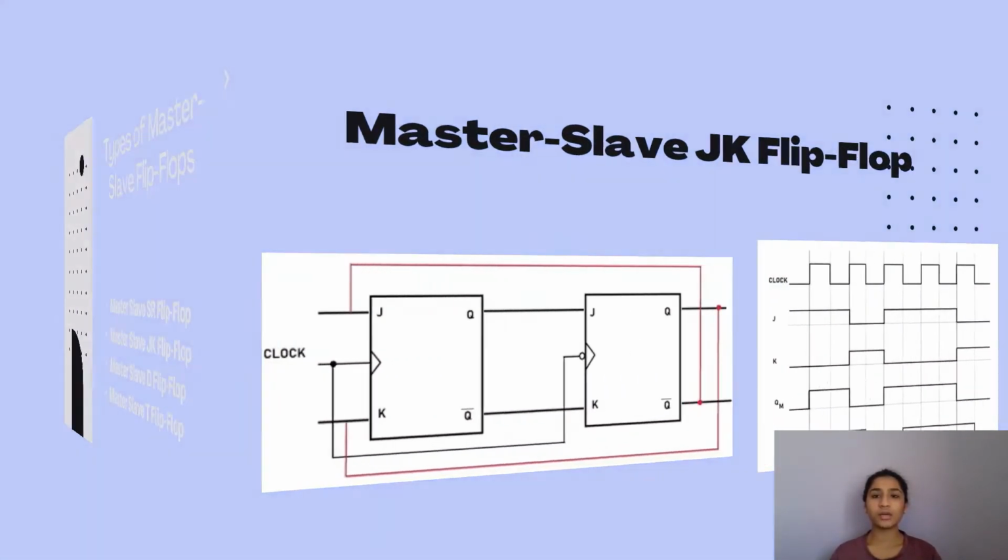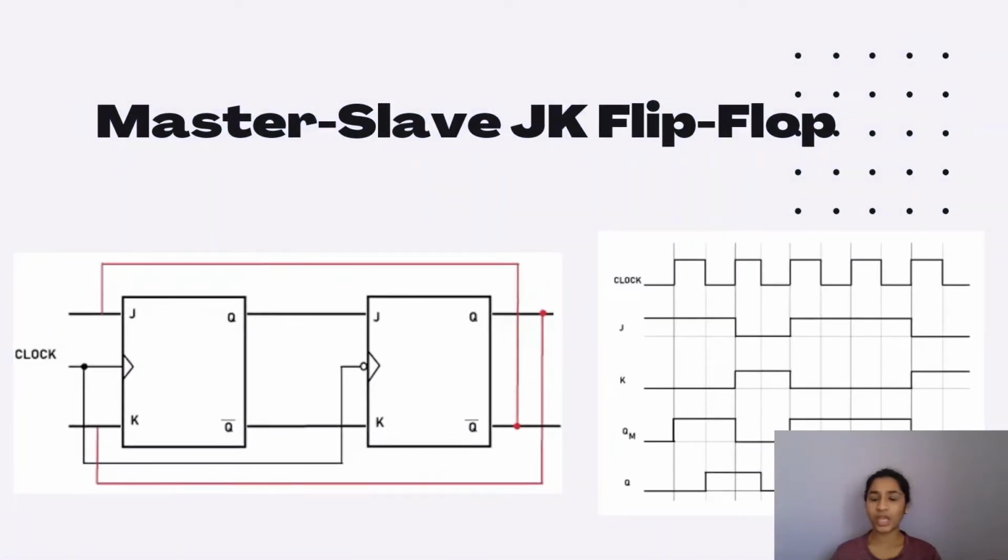So this is about master slave JK flip-flop. Here the only thing is that we have replaced the two flip-flops with JK. And as I've already told you, the output of the slave is fed back as the input to the master. That's the only difference we can find. Apart from that, the clock pulse given to the master, the inverted clock pulse of that is given to the slave. And this is the timing diagram of my master slave JK.